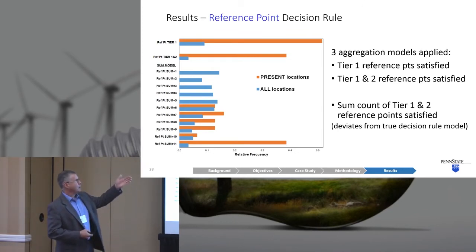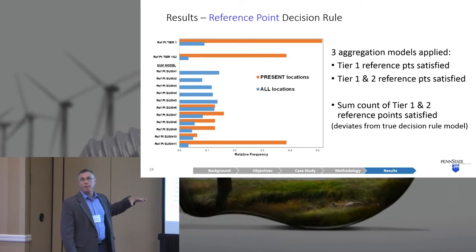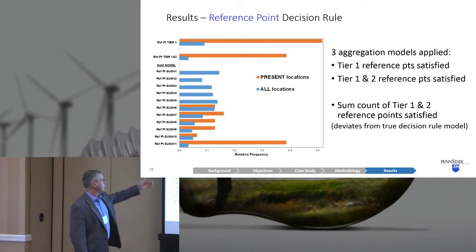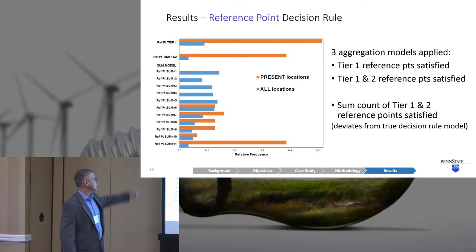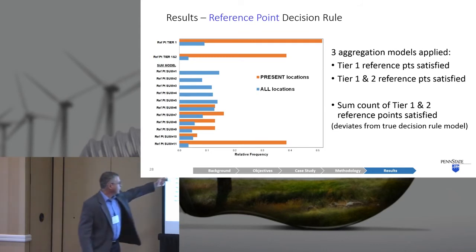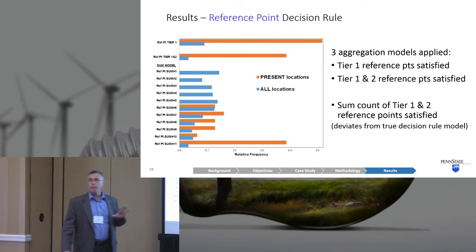When I add in the Tier 2 levels, it drops down to about 40%. Another way of looking at it, which isn't really true to the decision rule model, is to sum the number of criteria for which we satisfy thresholds. And that just gives a different view at it. When we add all the criteria, it corresponds to this reference Tier 1 and 2 model. But we can see that all of the waste transfer stations have at least met 6 of these thresholds.